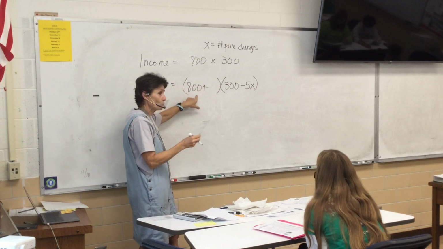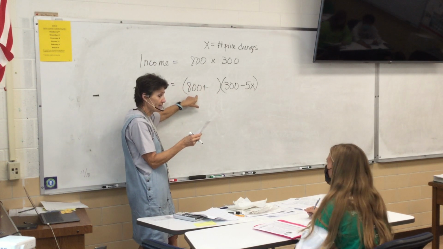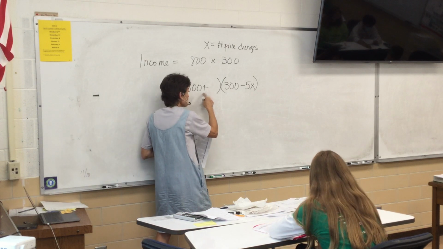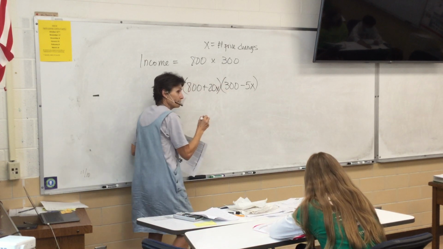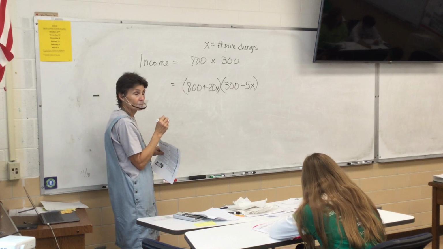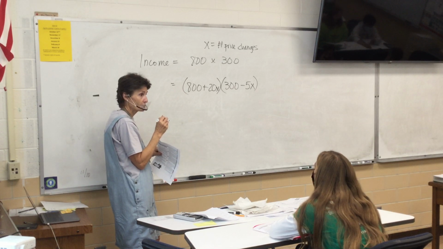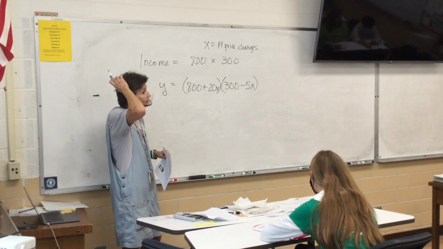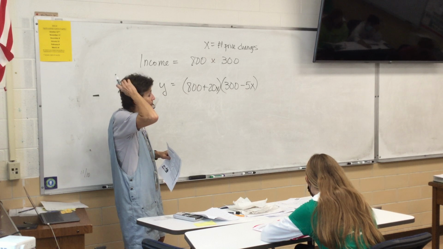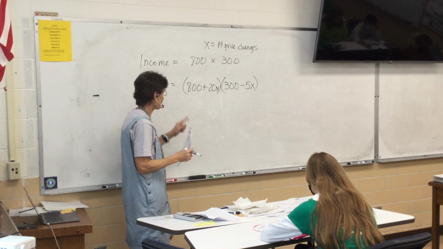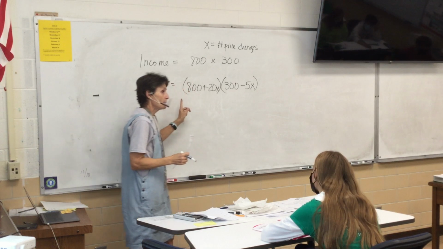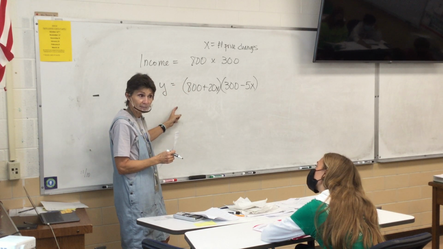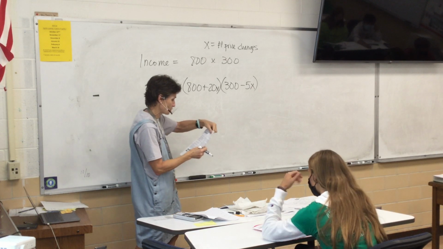Now, what about the rentals? They're going up in increments of 20. So this is gonna be plus 20X. Is that right? And that is gonna be my income right there. Now, we got a couple choices. We're gonna FOIL that out. But we're either gonna set it equal to 0 because we're solving it, or we're gonna find the vertex of it. So let's read the question.